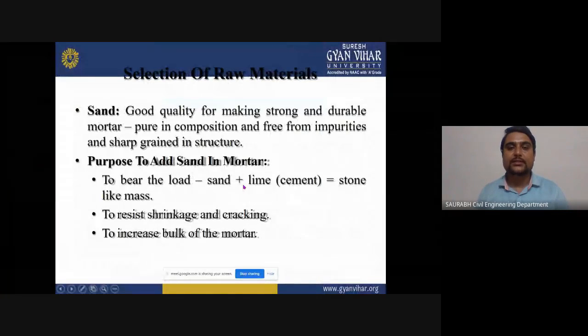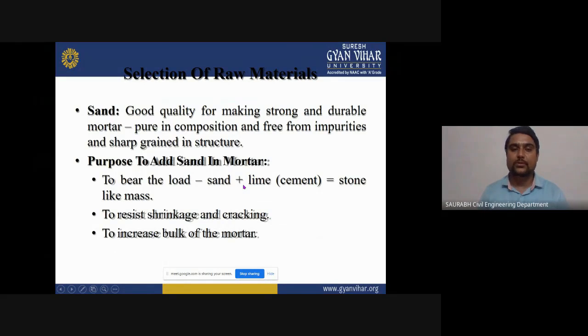Now we come to the selection of raw material, sand, which we do here. Sand should be of good quality for making a strong and durable mortar, pure in composition. What is the purpose of adding sand to mortar? First, it is given here to bear the load. Sand plus lime, which is used as the cement, will become like a stone, like a mass, to resist shrinkage and cracking.